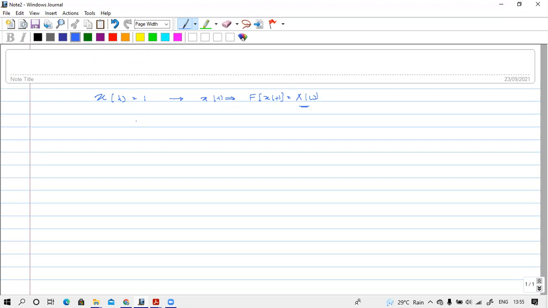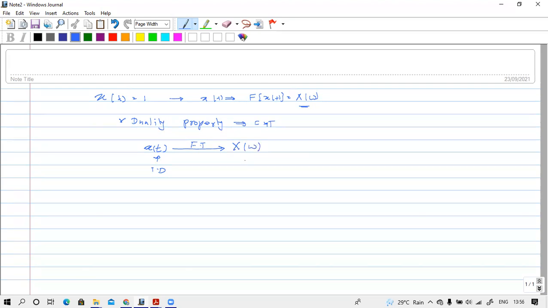For this kind of signal, we can use the duality property. You have learned the duality property of Fourier transform, so I will remind it. If we have a time domain signal xt, and we get the Fourier transform of this signal, say it is X omega.